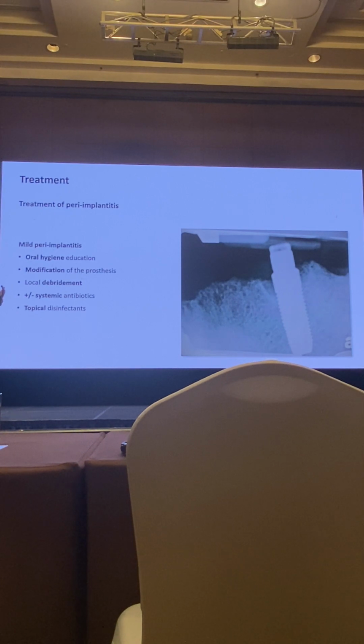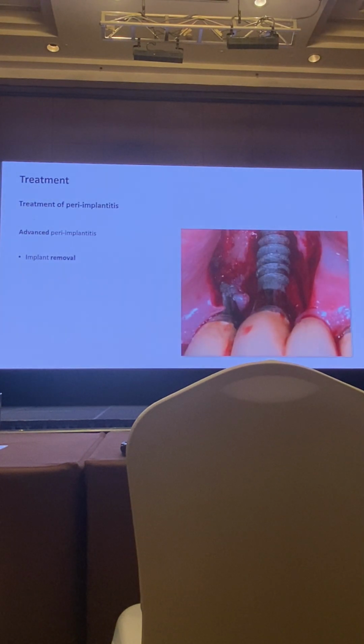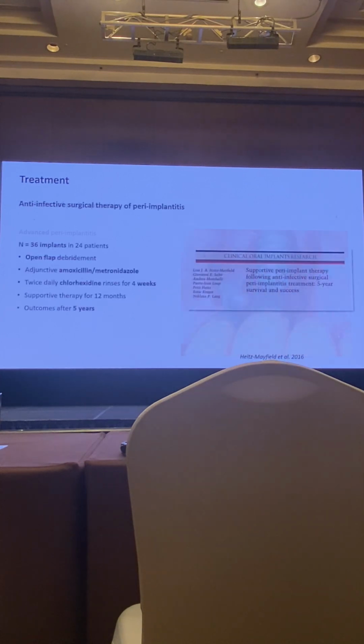Local debridement under local anesthesia, titanium curettes with air powder cleaning. Sometimes we think about systemic antibiotics. I only consider that if I see suppuration. And then topical chlorhexidine gels as a follow-up to manage this. Most mild peri-implantitis can be managed. With moderately advanced peri-implantitis, I think you need surgical access, because just getting to the surface is very difficult, especially around the threads and so on. And if it's very advanced, then implant removal is probably the way to go.